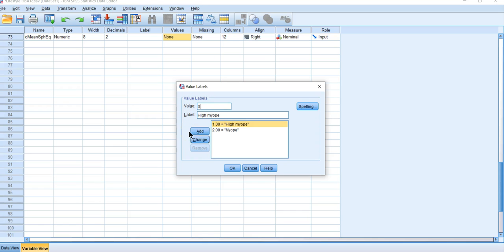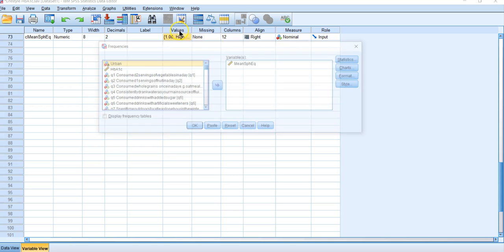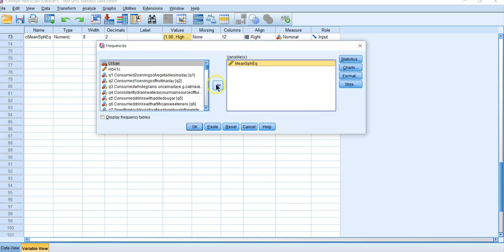3 is an emmetrope. 4 is a hyperope. All right. Now, how many of those do we have? Make sure we've got a reasonable number here.